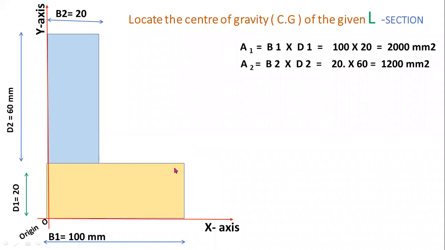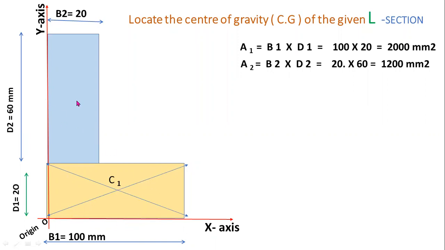Now, first of all, you have to locate the centroid or center of gravity of the individual sections. Here I consider this bottom rectangle as section 1, this vertical rectangle as section 2. Now I am locating the centroid of the bottom rectangle. For that purpose, I am drawing the diagonal lines. So this is the centroid of the bottom rectangle. Okay, C1 is the centroid of the bottom horizontal rectangle.